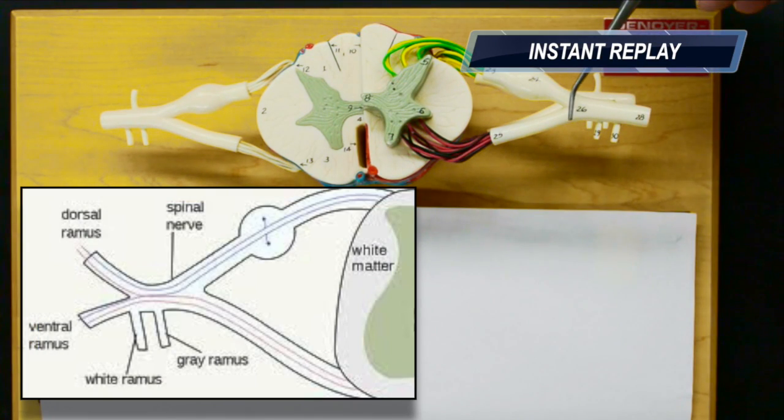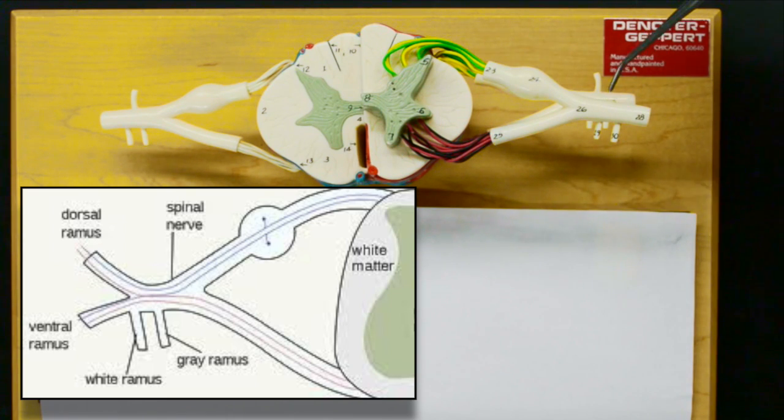The spinal nerve is this area between here and here, where the anterior root and the dorsal root meet. That is the start of the spinal nerve, and then where the ventral rami and the dorsal rami branch off is the end. Unfortunately, the dorsal rami has broken off, but we can see it down here.